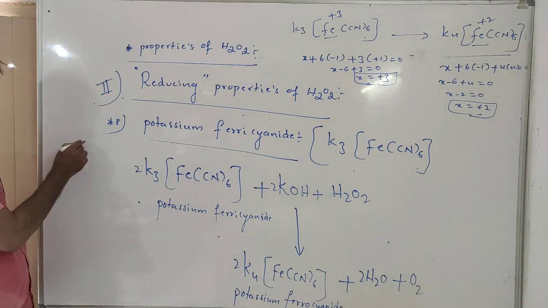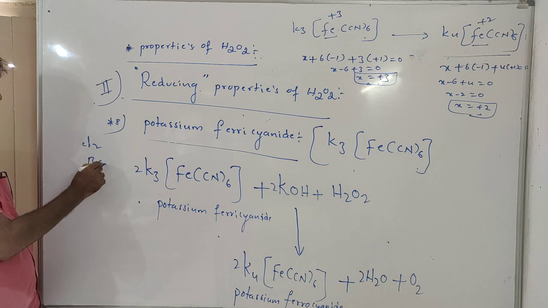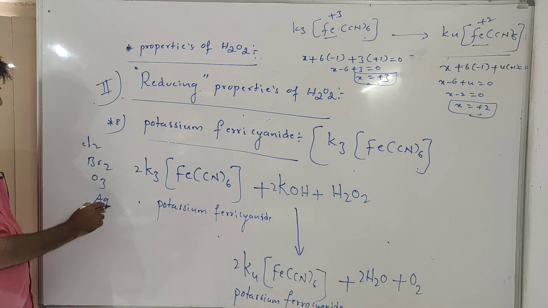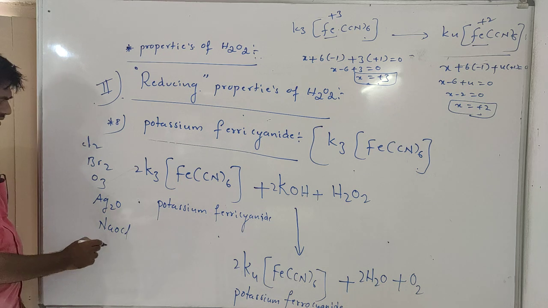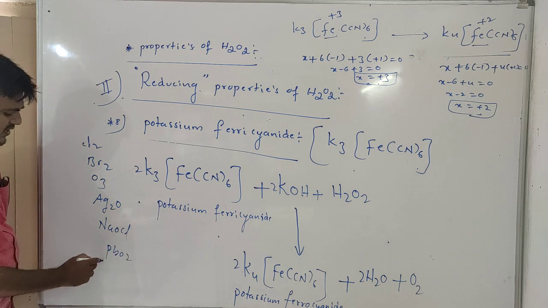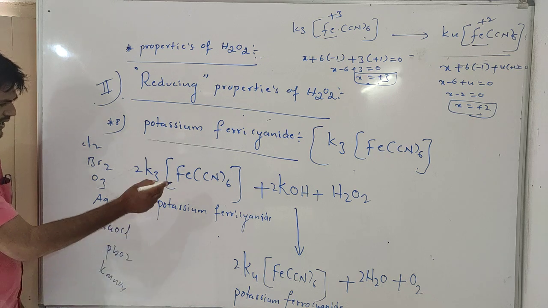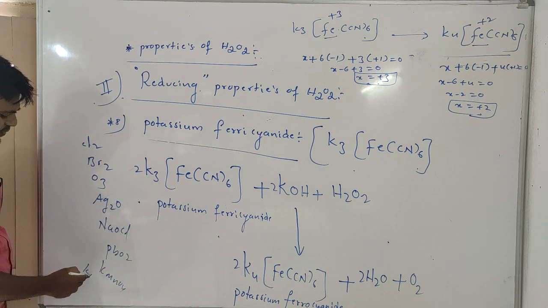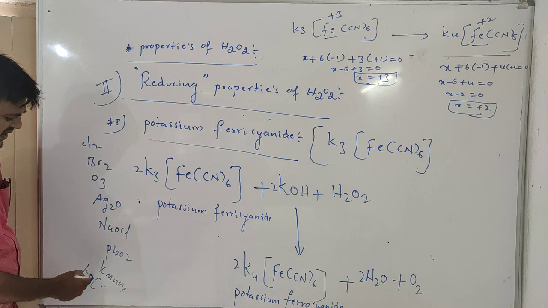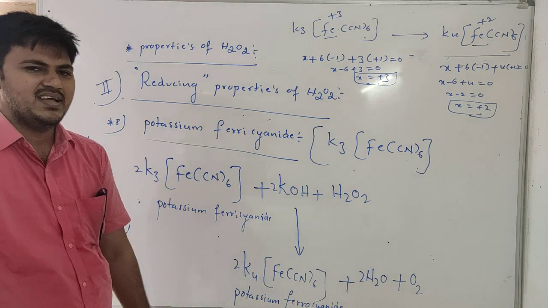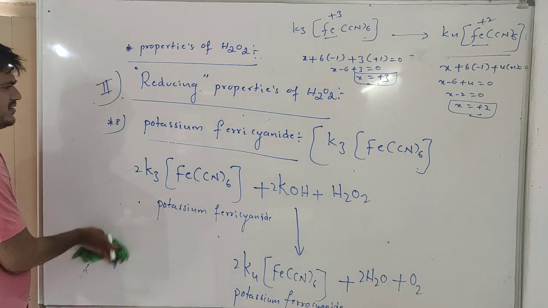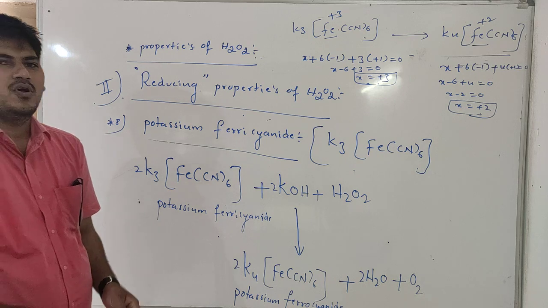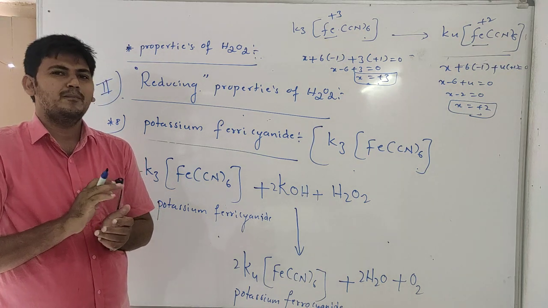First reducing property, reaction with chlorine. Second one, bromine molecule, formula Br2. Third one, ozone, formula O3. Next, disilver oxide, formula Ag2O. Sodium hypochlorite, formula NaOCl. Lead dioxide, formula PbO2. And acidified potassium permanganate, KMnO4. Next, in the presence of alkaline medium, reaction with potassium ferricyanide, formula K3Fe(CN)6. So these are the reducing properties of hydrogen peroxide. The properties of hydrogen peroxide topic is completed.